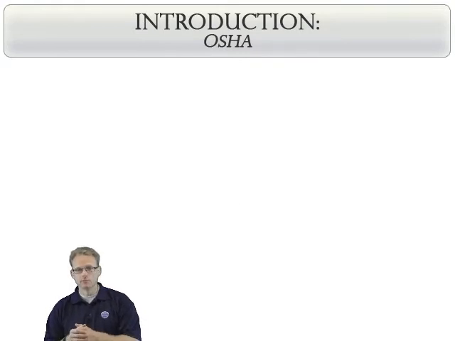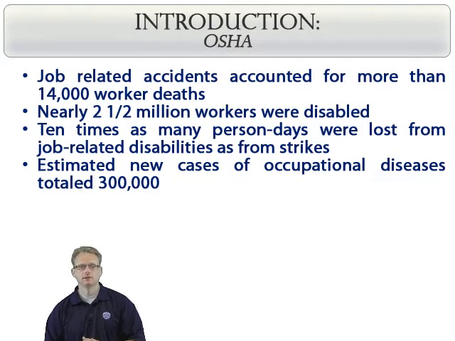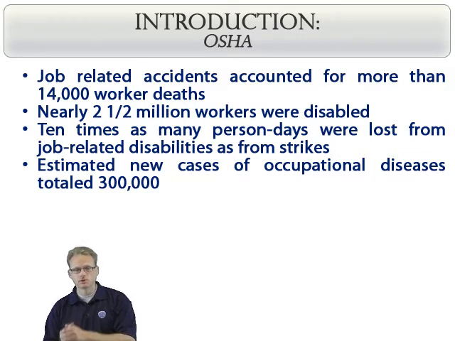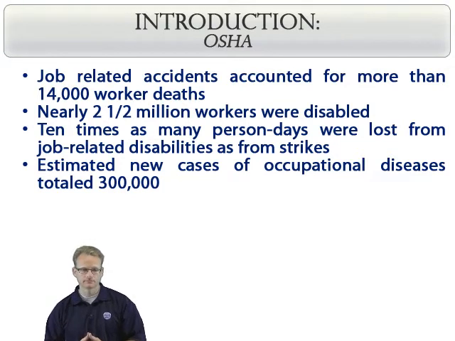Job-related accidents accounted for more than 14,000 worker deaths. Nearly 2.5 million workers were disabled. Ten times as many person days were lost from job-related disabilities as from strikes. Estimated new cases of occupational diseases totaled 300,000.